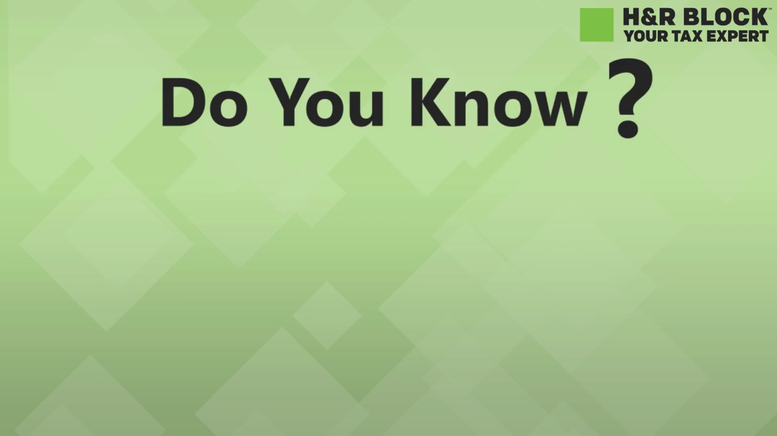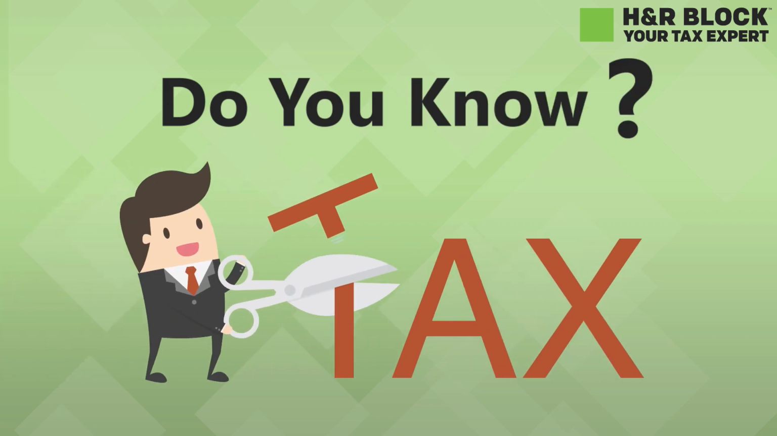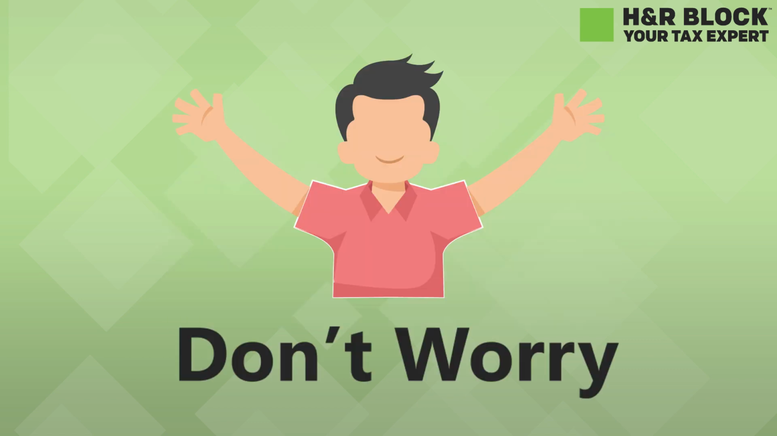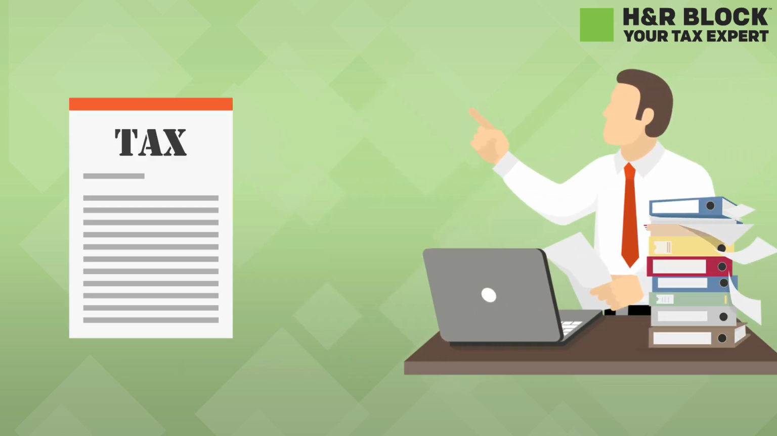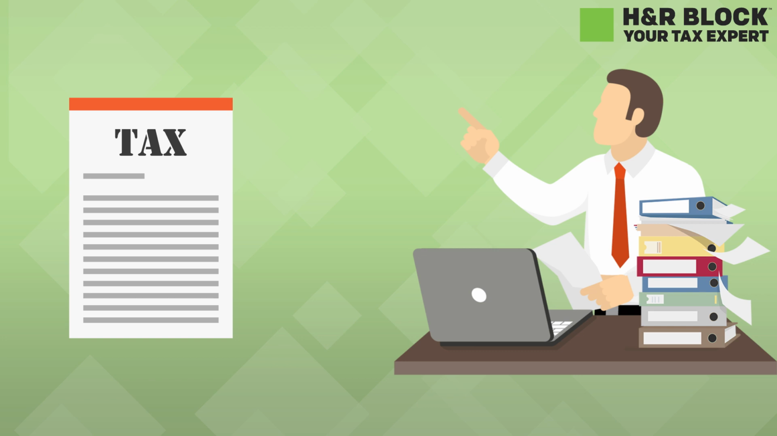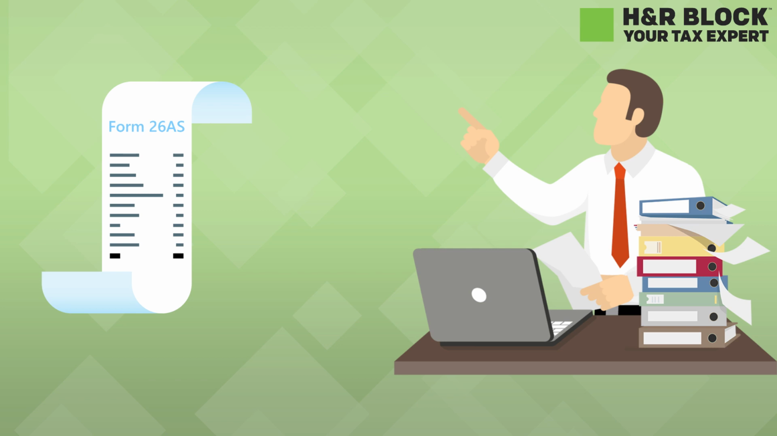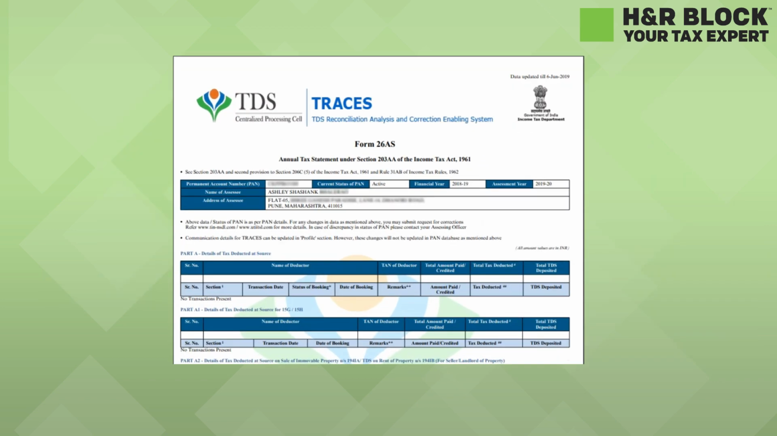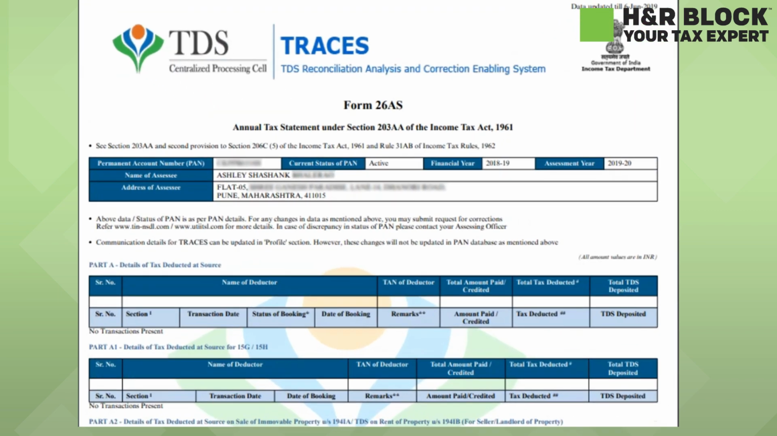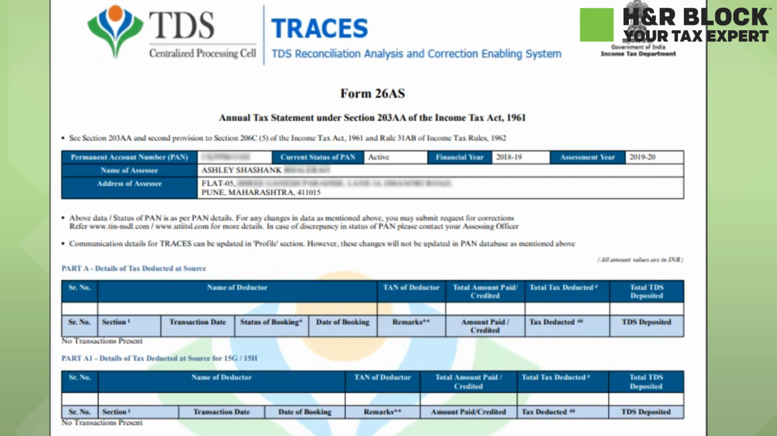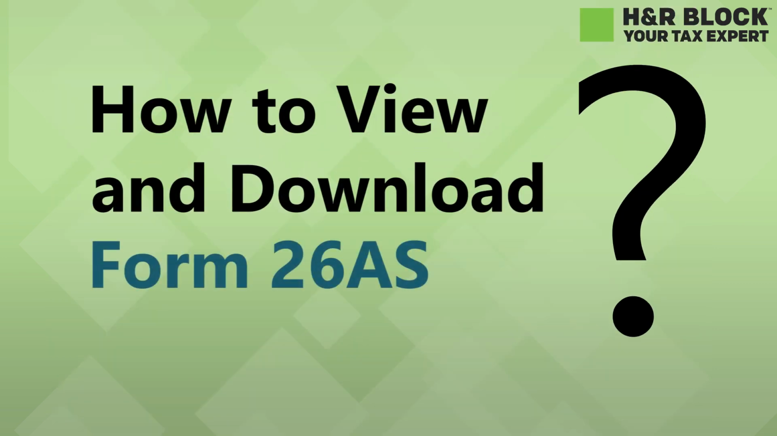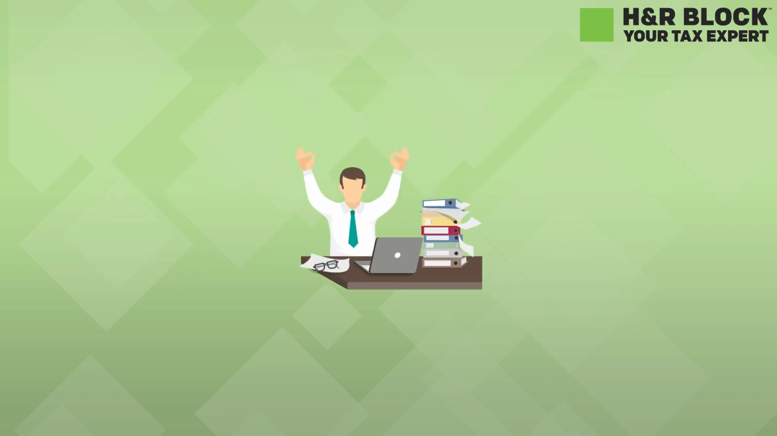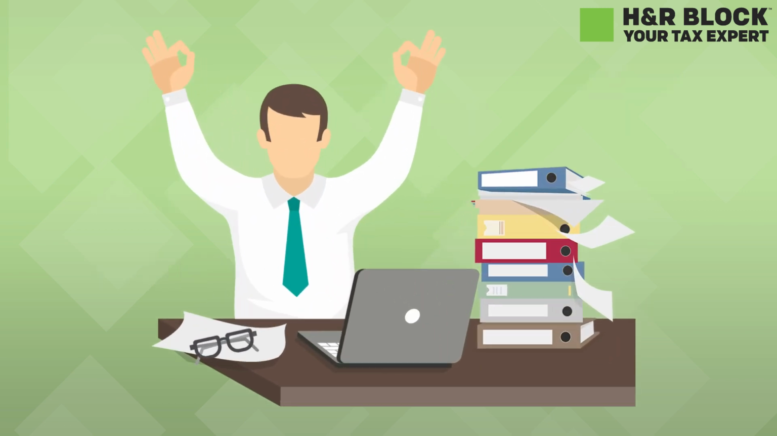Do you know how much tax has been deducted from your income so far? No? Well, don't worry. The government keeps a record of every single penny which goes from your income as tax. And that record is your Form 26AS. Form 26AS contains details of total tax paid by you, and it helps you verify whether the government has received it or not. In this video, we will explain how to view Form 26AS and download it from the Traces website, so that you can file your tax return without any hassle.